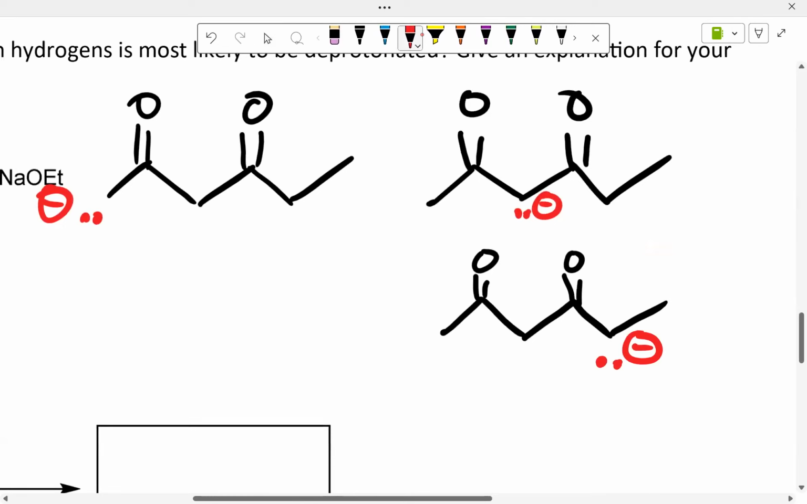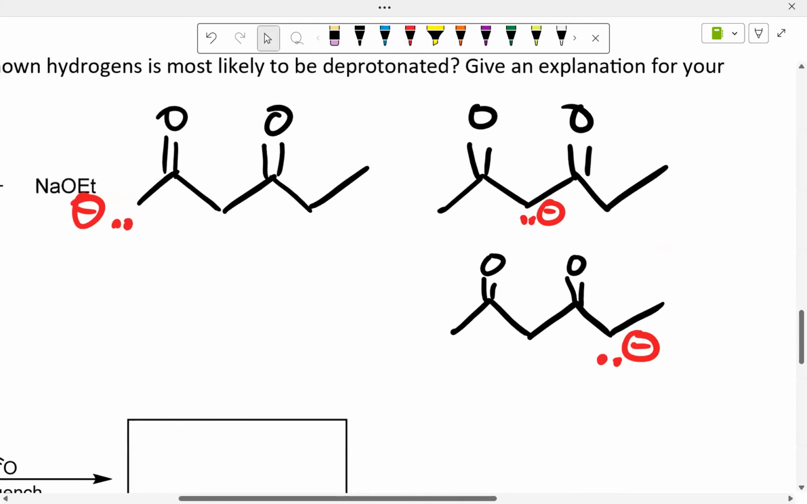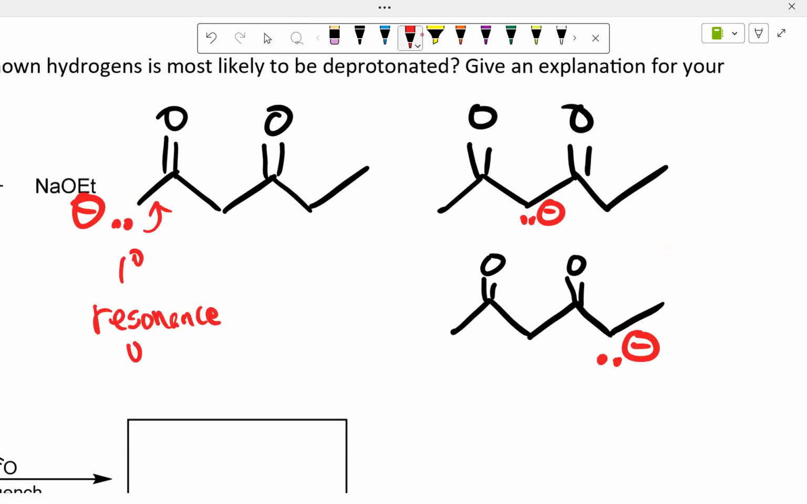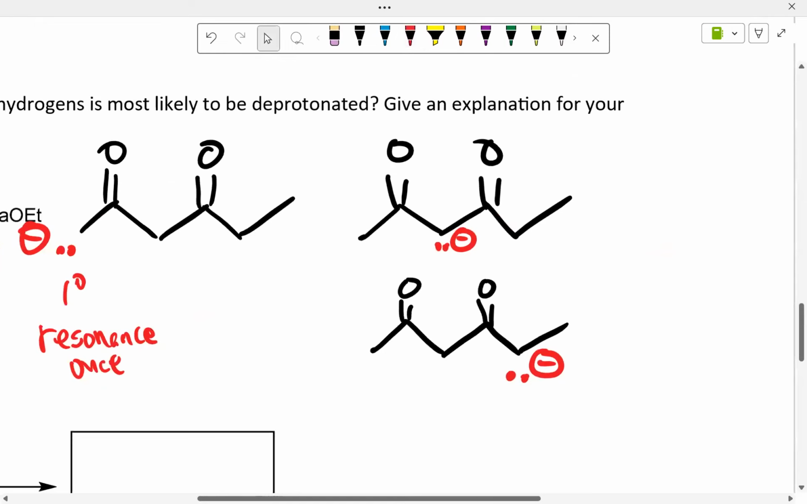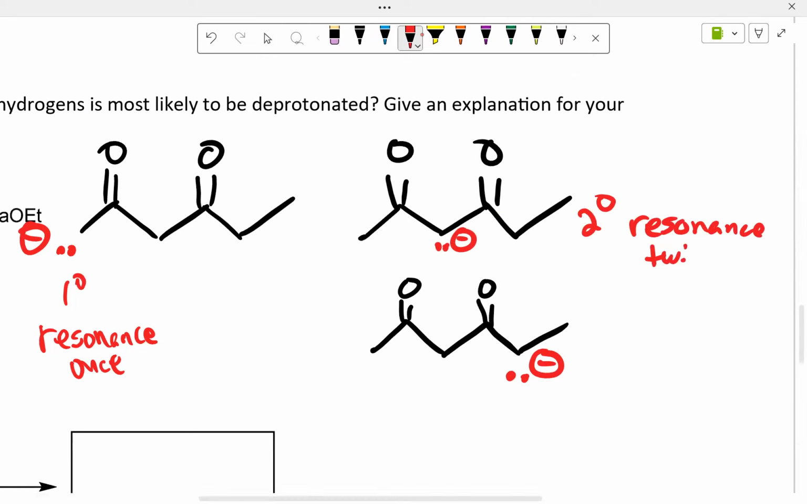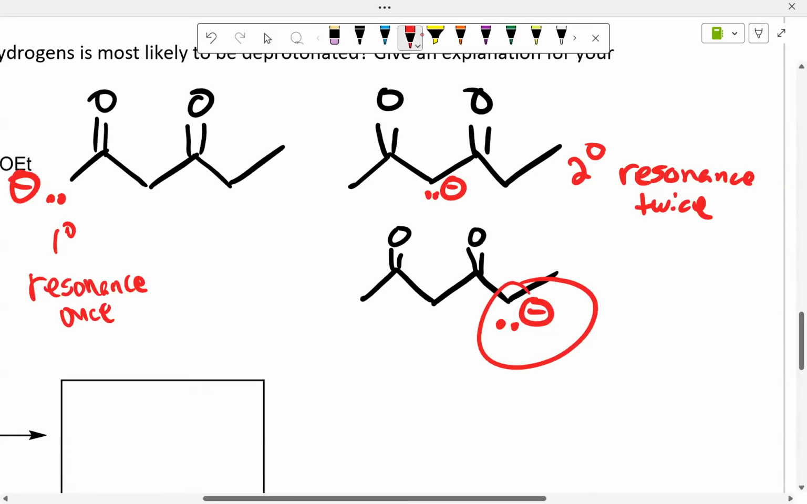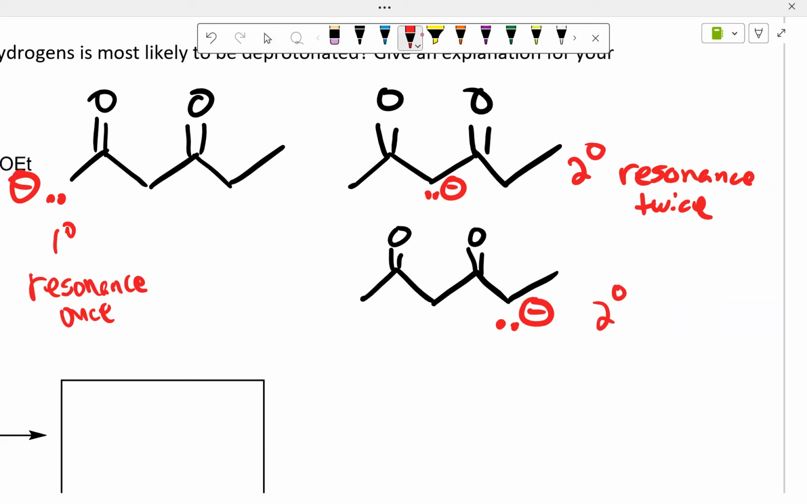To figure out which of the three is going to be deprotonated, we have to ask which of the resulting structures after deprotonation is the most stable. So let's compare them. This is a primary carbanion that can do resonance once. This middle one is a secondary carbanion that can do resonance twice. And the last one is a secondary carbanion as well that can do resonance once. So I'm sure you can figure out which is the answer then.